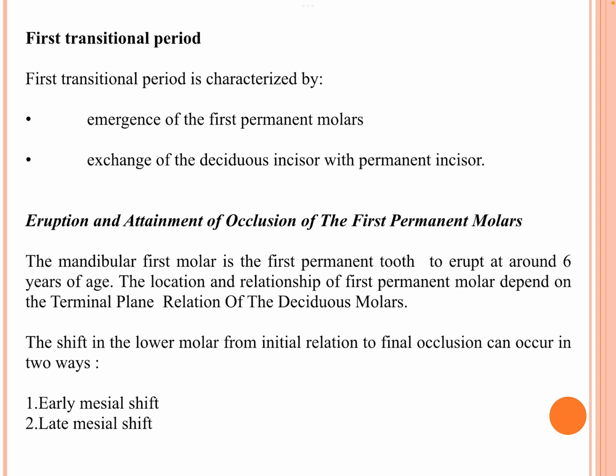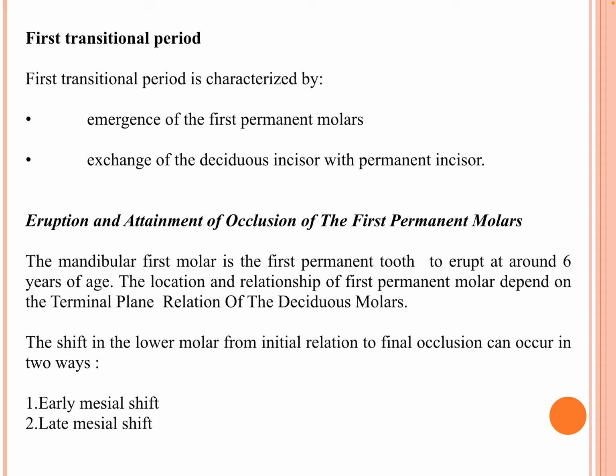First transition period is characterized by emergence of first permanent molar and exchange of deciduous incisors with permanent incisors. Eruption and attainment of occlusion of the first permanent molar. The mandibular first molar is the first permanent tooth to erupt at around 6 years of age. The location and relation of the first permanent molar depends on the terminal plane relation of the deciduous molar.